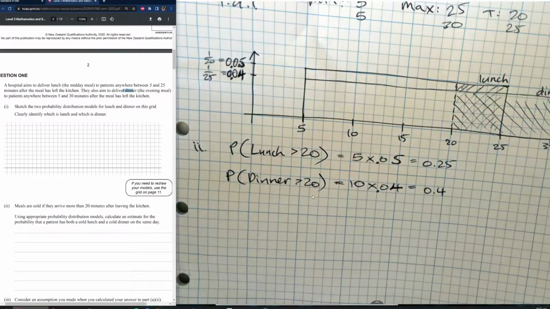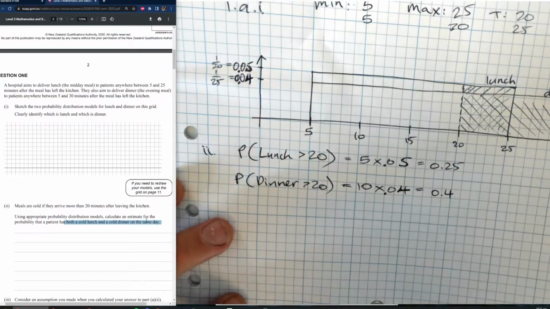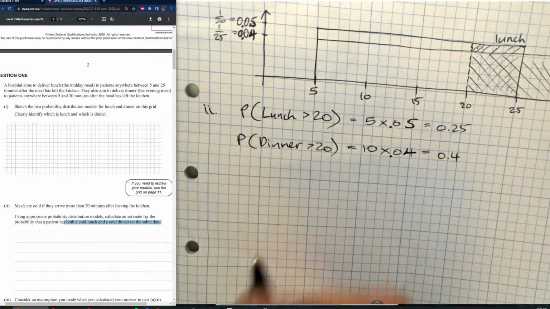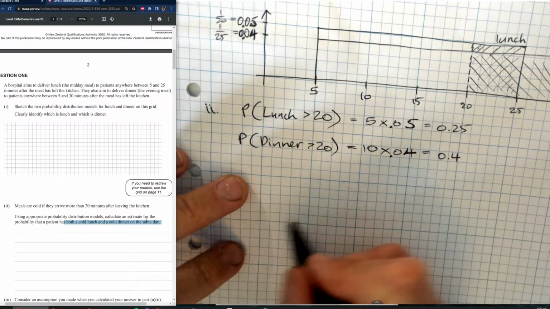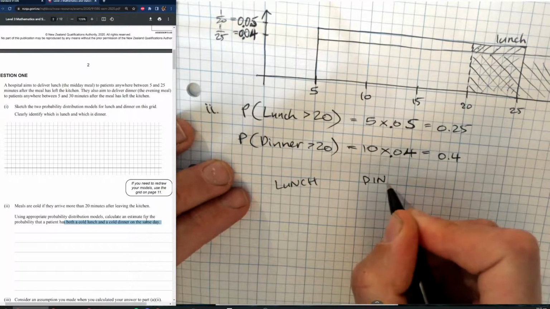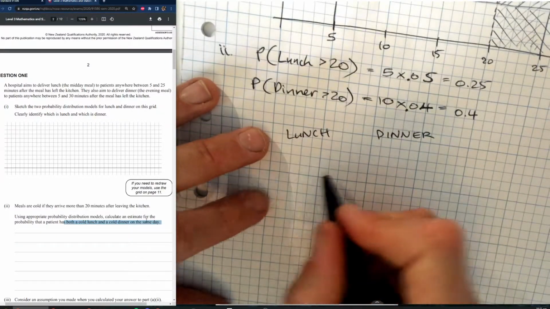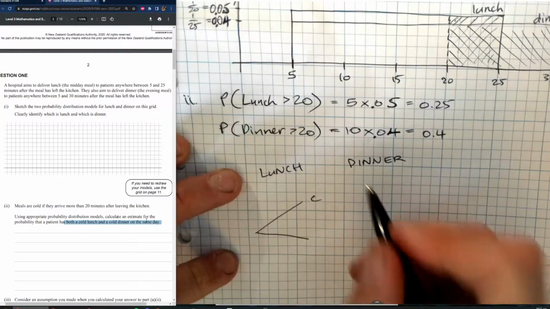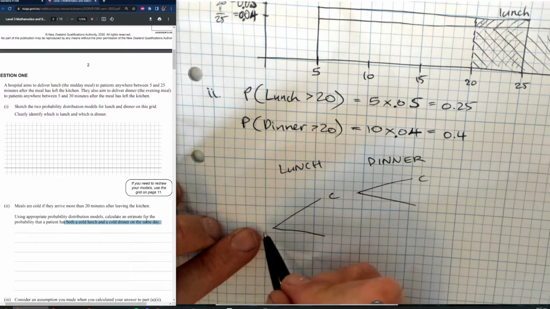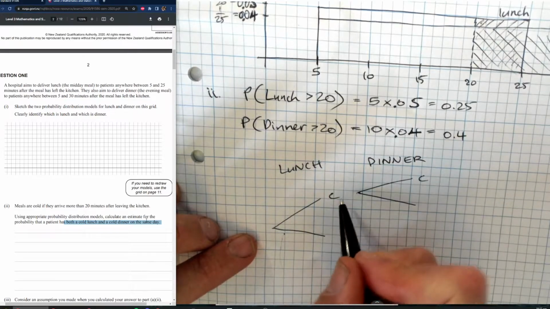So there you go. Let's just read the question one more time. Calculate an estimate for the probability that a patient has both a cold lunch and a cold dinner. Ooh, both a cold lunch. So they just made this into a merit question, right? Anytime that they do two events that are supposedly independent, you're thinking the logic of a probability tree. So you're going to have lunch first, and then dinner, right? Lunch can be cold or not cold, and then dinner can be cold or not cold.